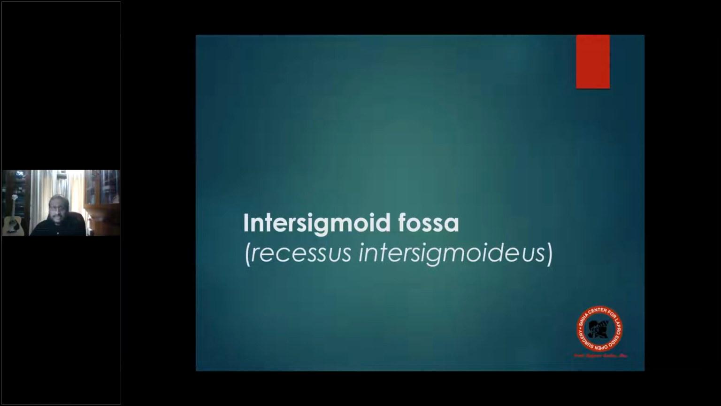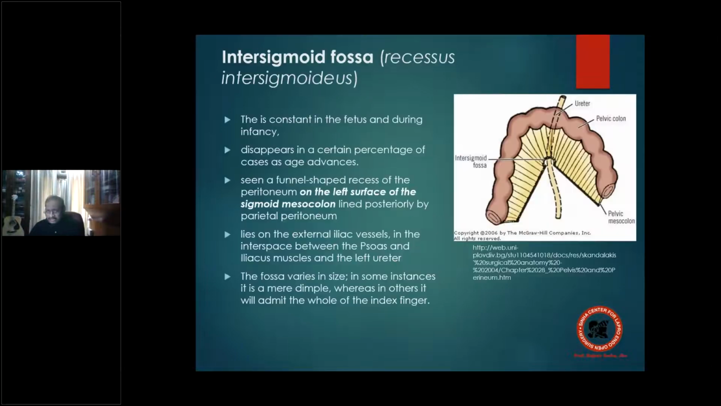Coming to the third, and that is the intersigmoid fossa. So we talked about the paracecal, we talked about the paraduodenal, and now the intersigmoid fossa, which is basically lying on the lateral side of the sigmoid mesocolon, constant in the fetus and infancy, but disappears with the passage of age. It can remain in a few percent in the older age group. And what do you have as a content? You have the ureter just beneath, on the left surface of the sigmoid mesocolon. So left surface basically means what? In between the sigmoid and the abdominal wall. That is the left of the sigmoid.